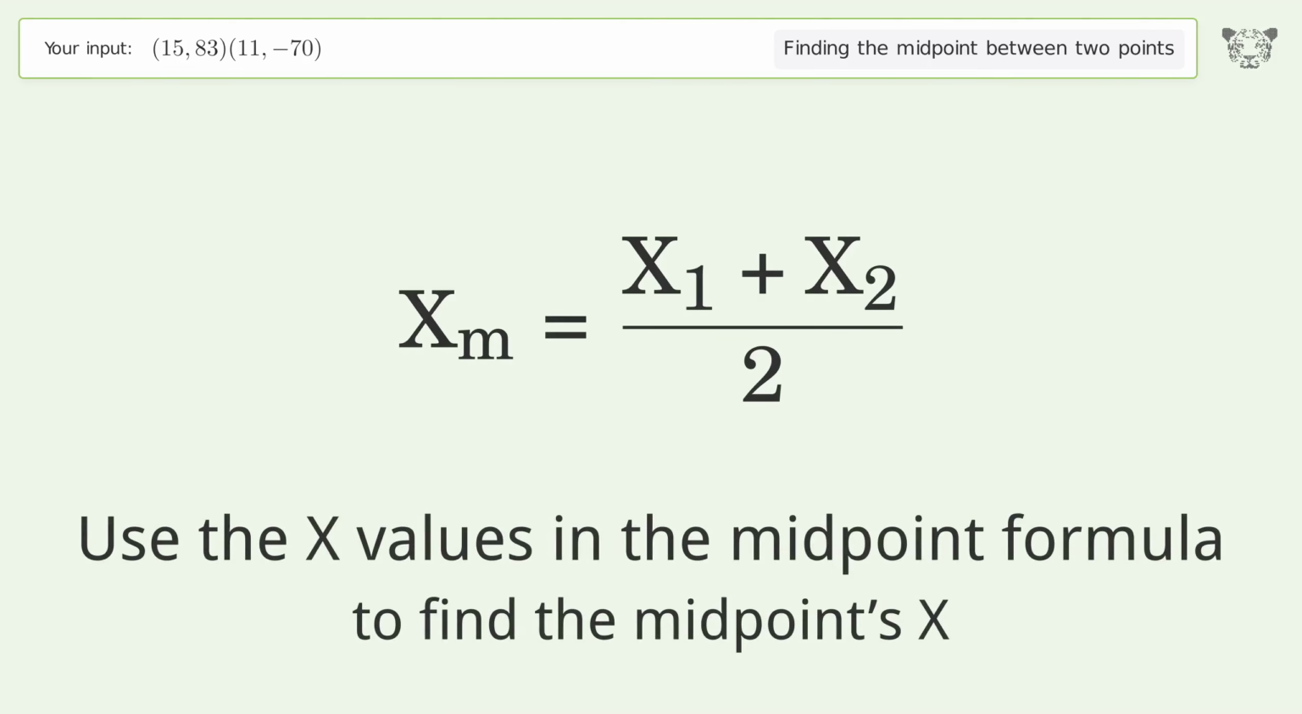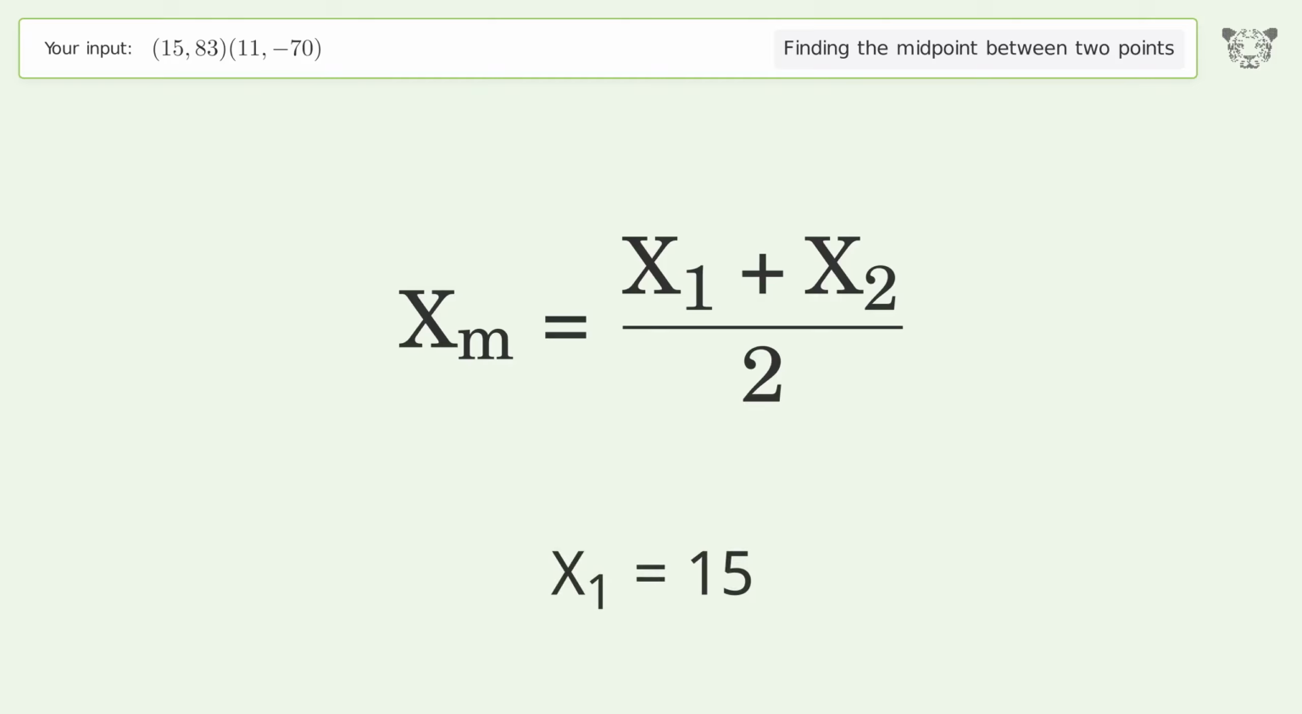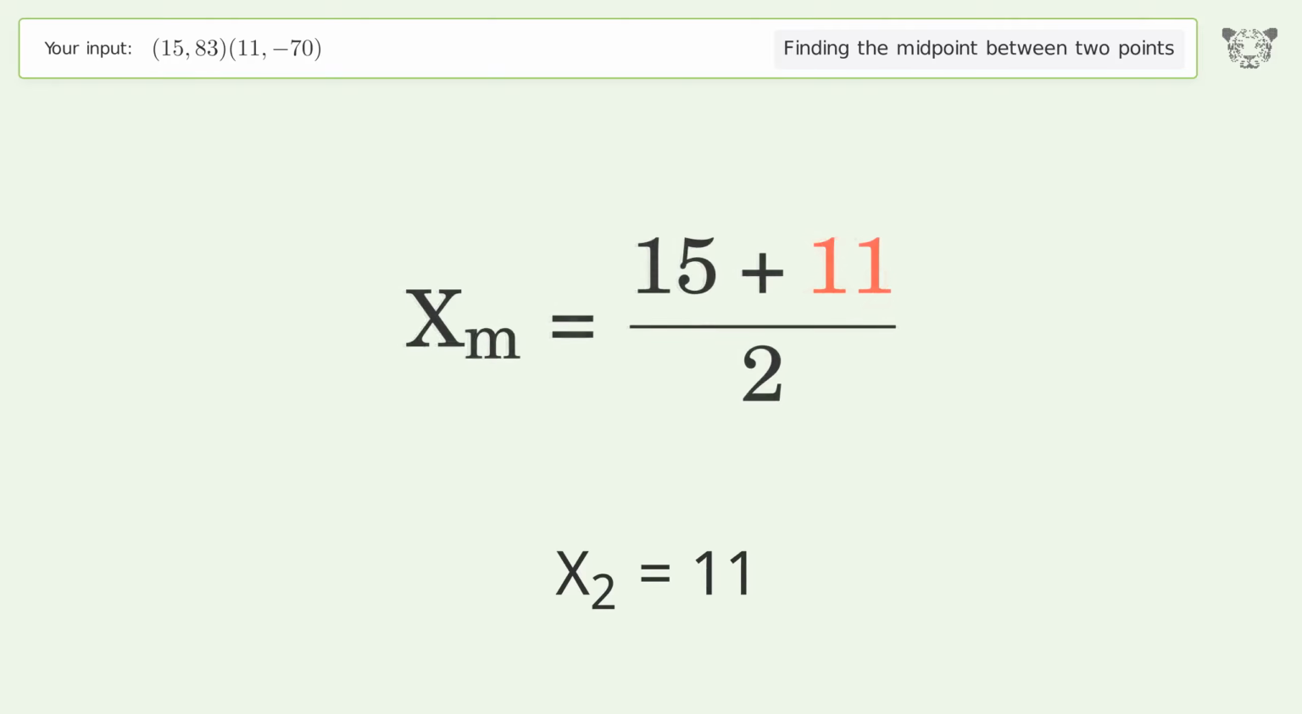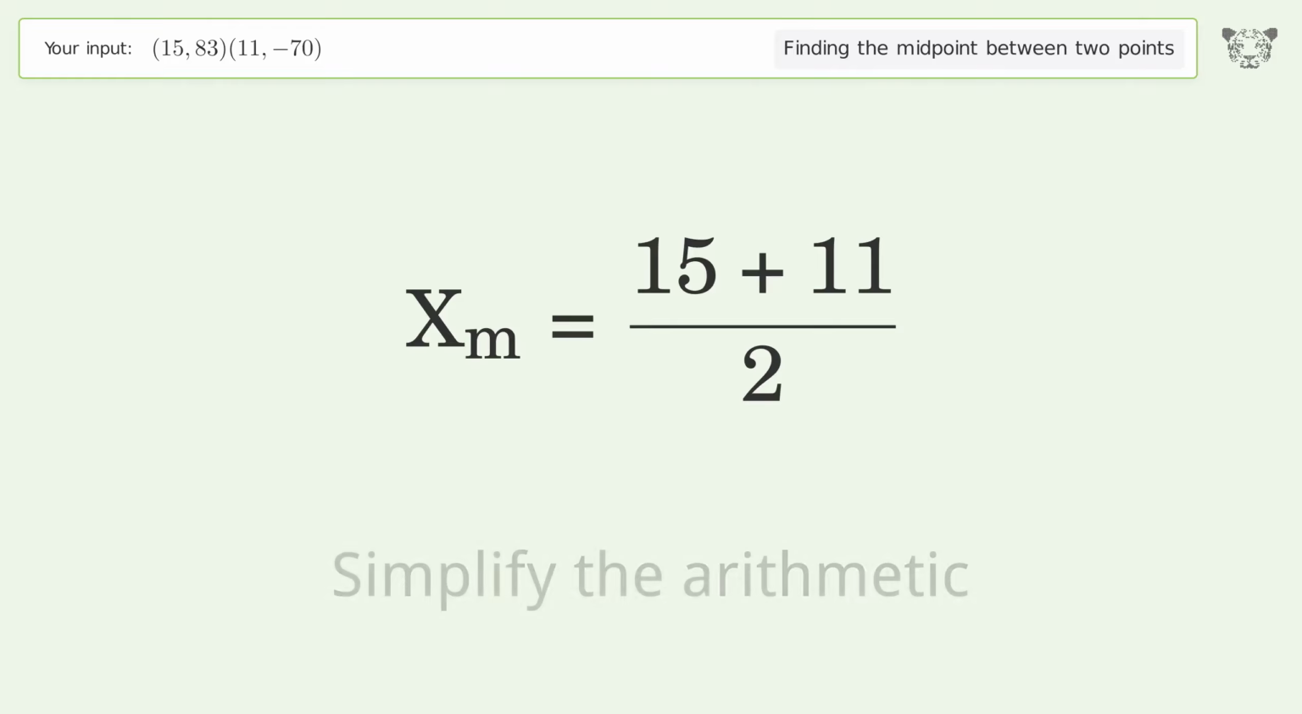Use the x values in the midpoint formula to find the midpoint's x. x1 equals 15. x2 equals 11. Simplify the arithmetic.